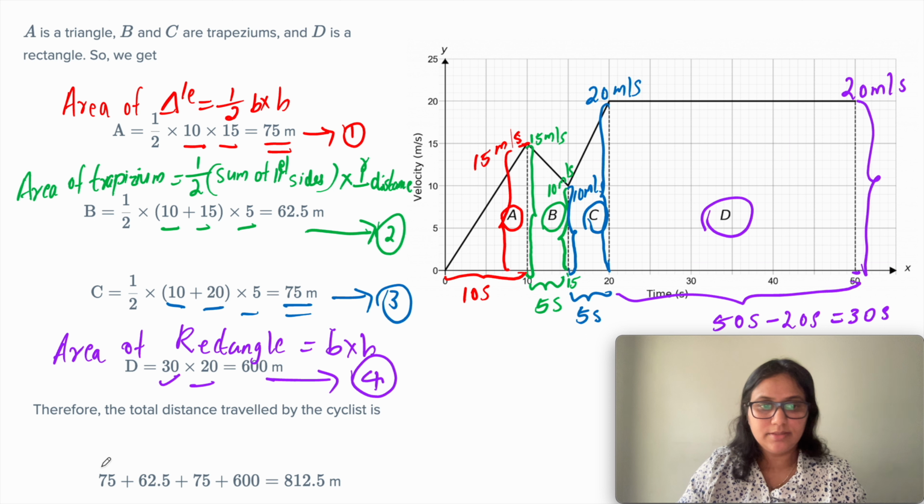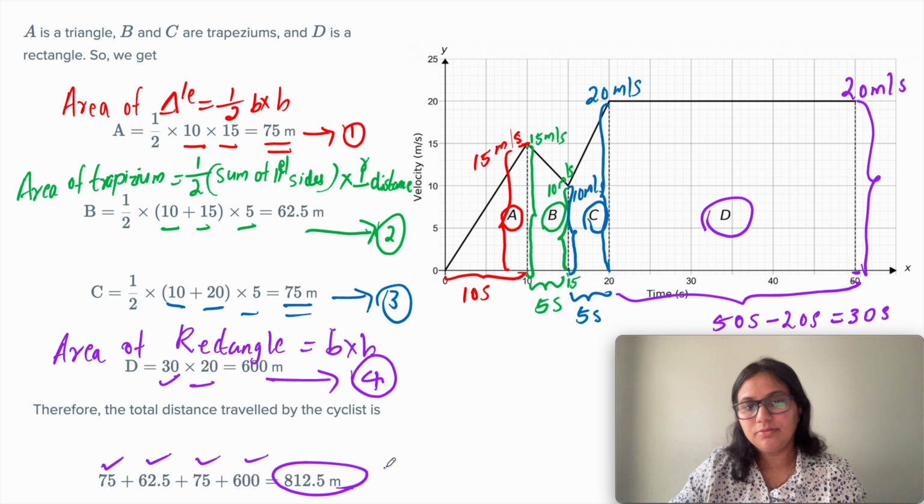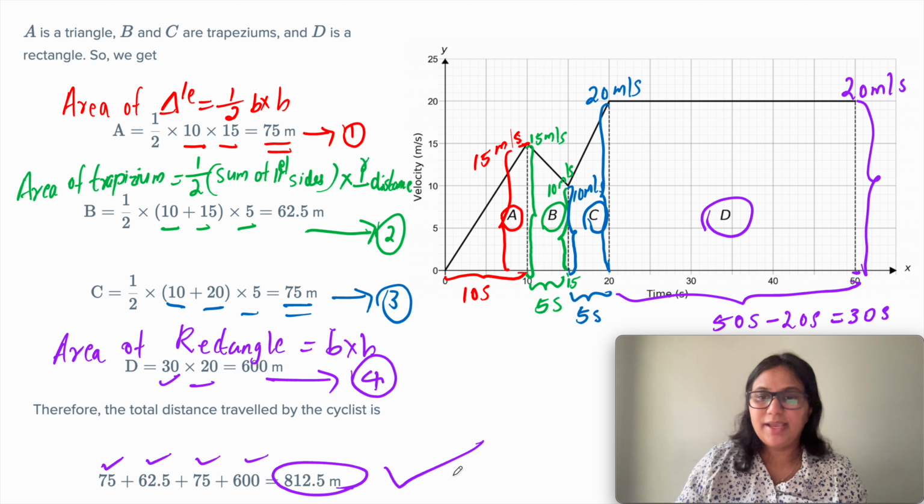Add all the distances, 75, 62.5, 75, 600. You get it as 812.5 meter. That is the final answer. That's the total distance traveled by the cyclist from 0 to 50 seconds.